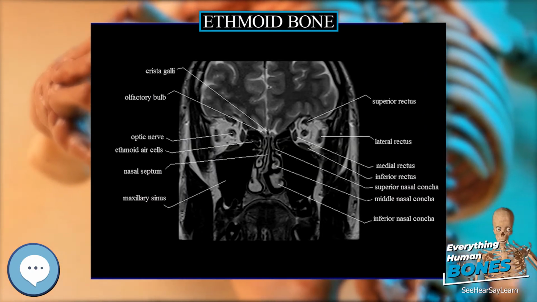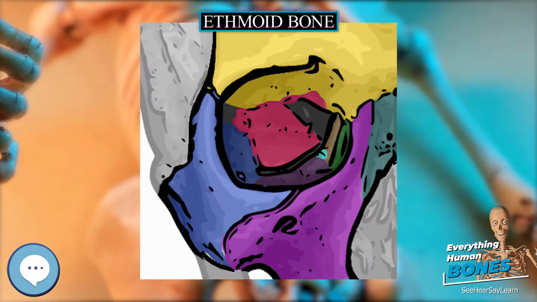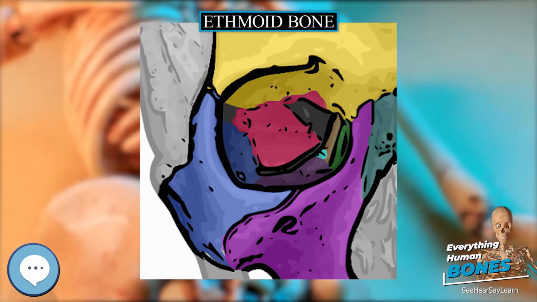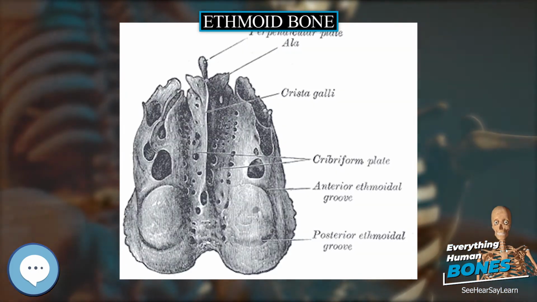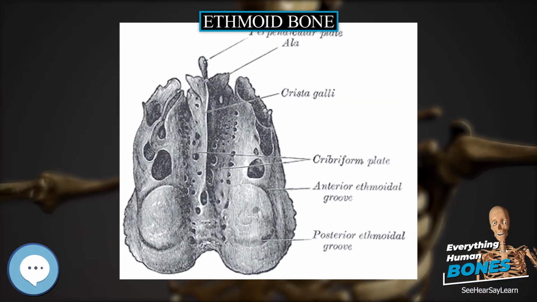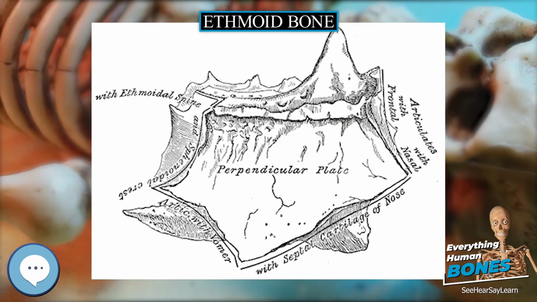During the first year after birth, the perpendicular plate and crista galli begin to ossify from a single center, and are joined to the labyrinths about the beginning of the 2nd year. The cribriform plate is ossified partly from the perpendicular plate and partly from the labyrinths. The development of the ethmoidal cells begins during fetal life.